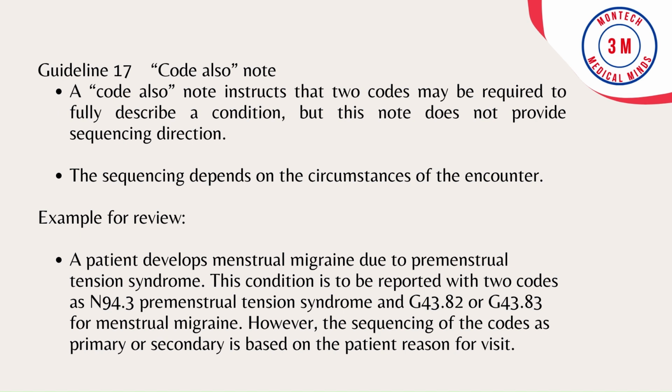Example for review. A patient develops menstrual migraine due to premenstrual tension syndrome. This condition is to be reported with two codes: N94.3 for premenstrual tension syndrome and G43.82 or G43.83 for menstrual migraine. However, the sequencing of the codes as primary or secondary is based on the patient's reason for visit.